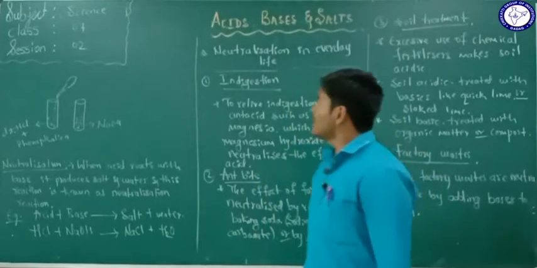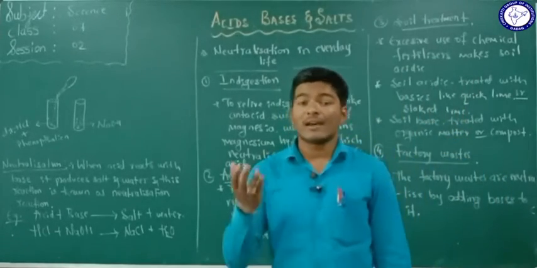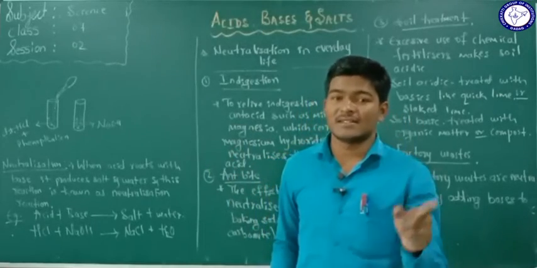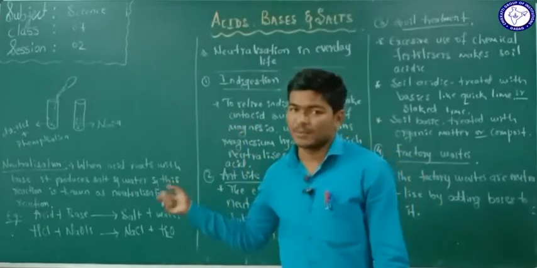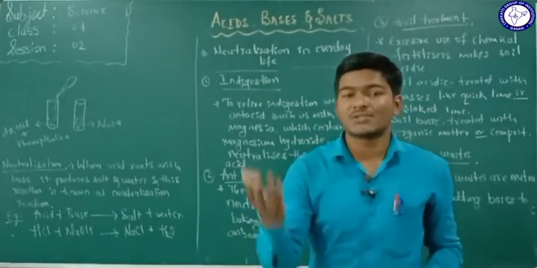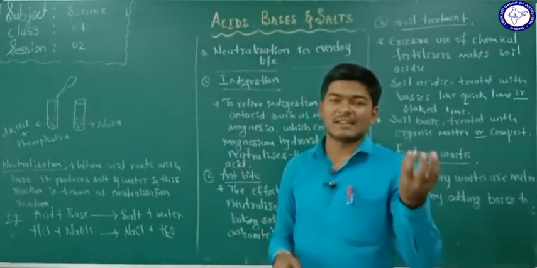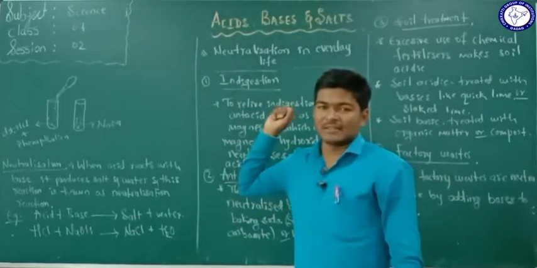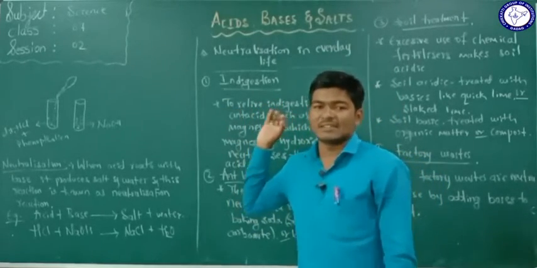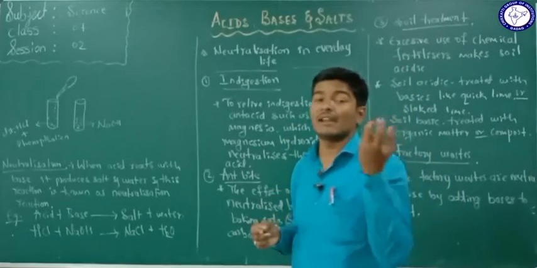In the last session under the chapter of acids, bases and salts, we discussed what acids are, what bases are, the characteristics of acids and bases, and what indicators and natural indicators are. Under that we studied indicators like turmeric paper, the Chinese rose petal indicator, and also the litmus paper.